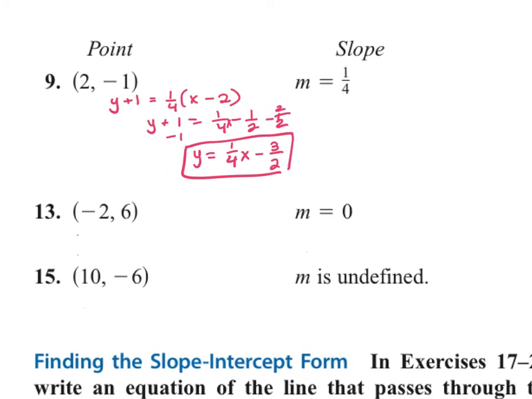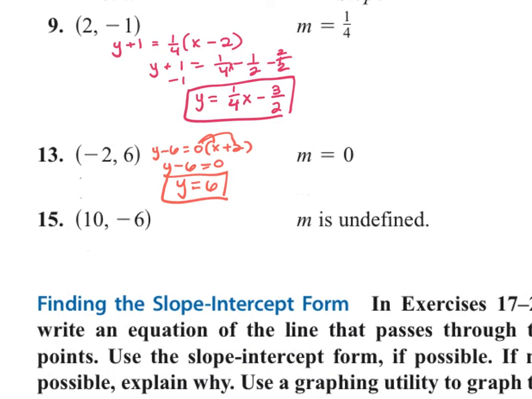Then the next one, y minus 6 equals 0 times x minus a negative 2. And I get y minus 6 equals 0, so y would equal 6. That's going to be a horizontal line. And then undefined means it's an x equals, and you can't plug in undefined. So you've got to know that that's an x equals. I need to go x equals 10.